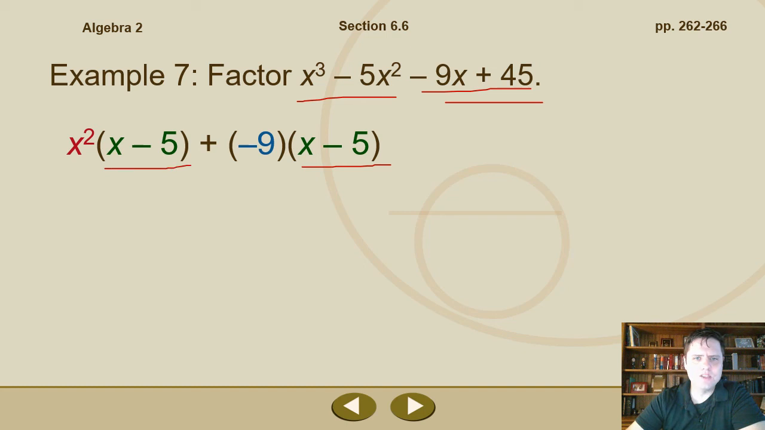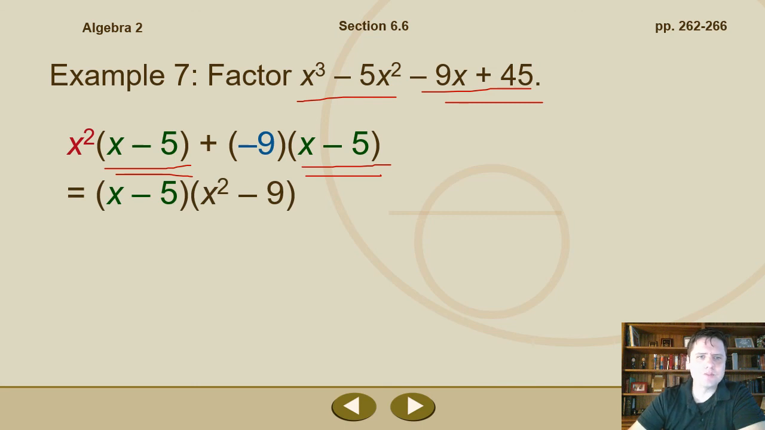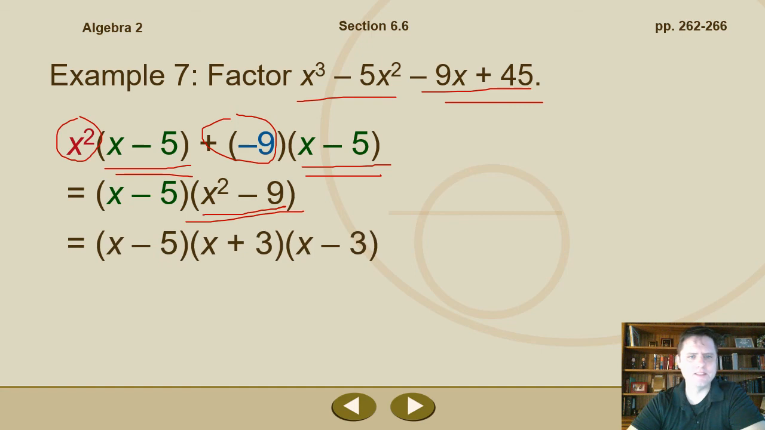Notice that these two now are the same. And if those two are the same, we can rewrite the whole problem as x minus 5 times the quantity, whatever is here, plus whatever is here. So x squared minus 9. But notice what this is. It's a difference of squares again. X squared, and this would be 3 squared. So we can rewrite that as x plus 3 times x minus 3.